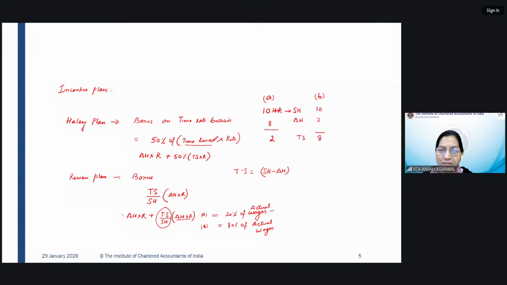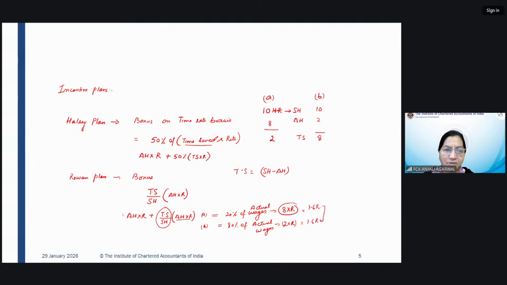But this 20% is applicable on 8 into hourly rate. Whereas this 80% will be applicable on 2 into hourly rate, right? So the 80% is applied on only 2 hours. So it's only 1.6 hour. Whereas 20% is applied on 8 hour. So this is also 1.6 hour. So in both the cases, the bonus is the same. The bonus has not increased.